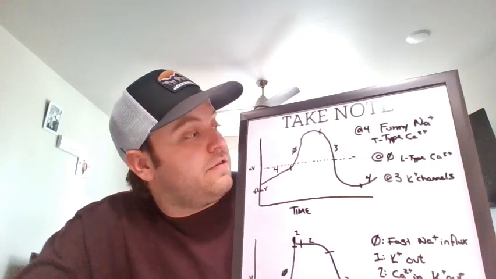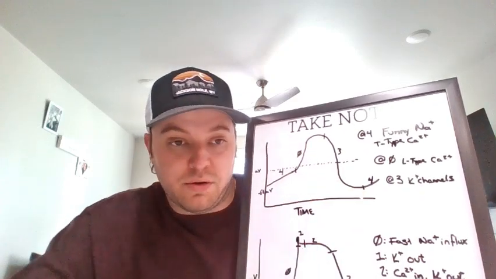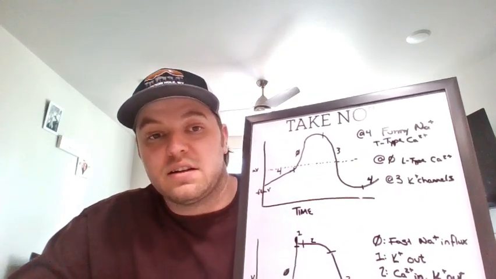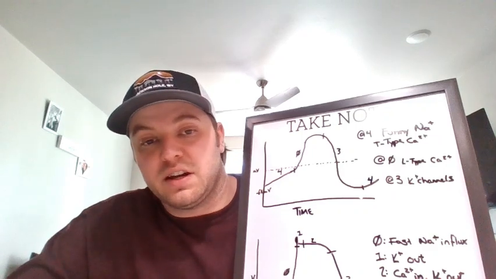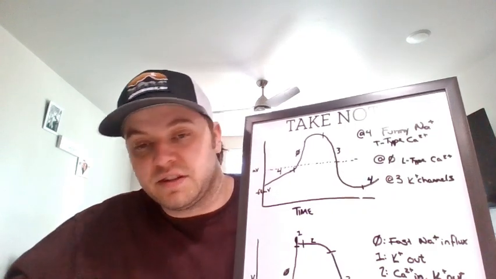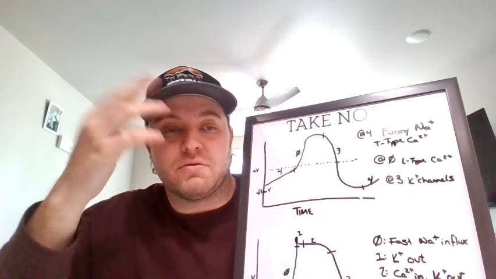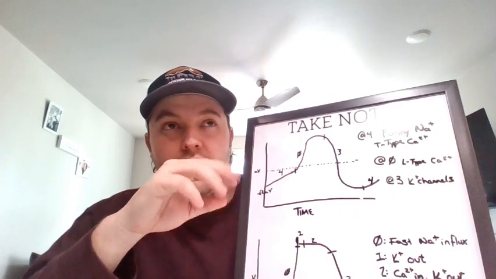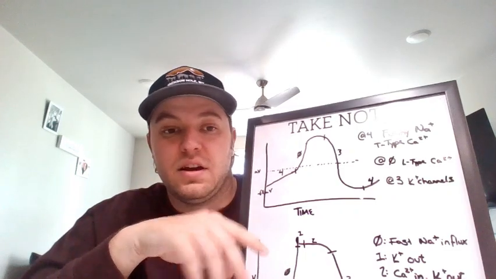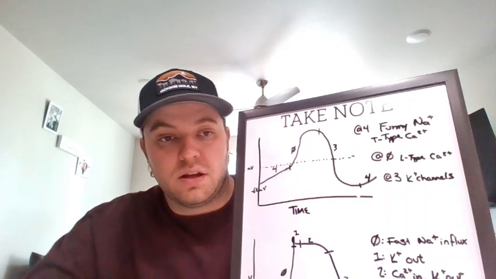And then we have phase 3, which is the repolarization. That's driven by potassium channels. Those open up, potassium leaves the cell, and the membrane returns to around negative 60 millivolts, and then the cycle starts all over again.